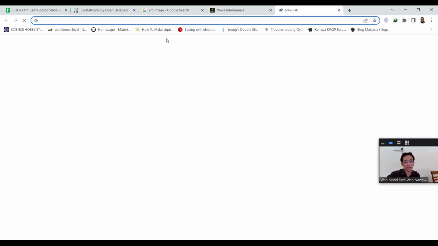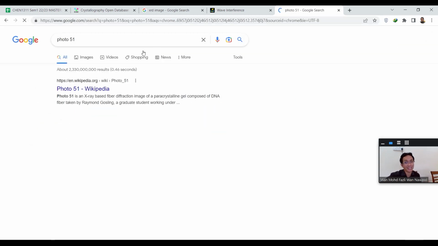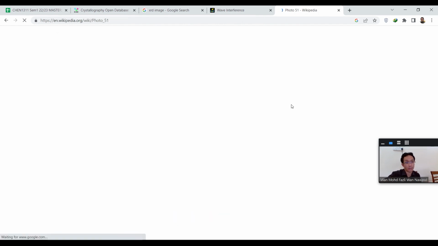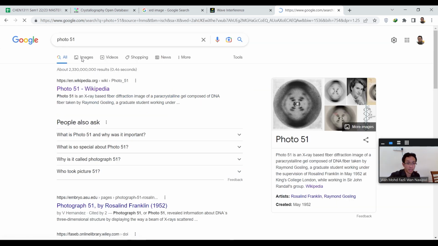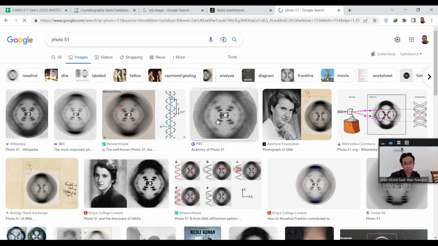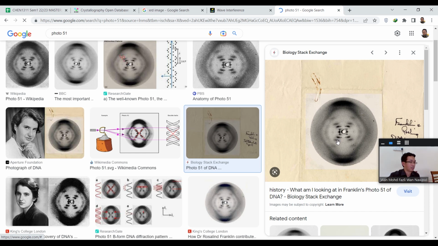That's why when you see Photo 51, this is the photo that you saw just now here in front of you. This Photo 51 is basically the XRD of the DNA. You can see it looks like an X. Using this image, scientists can deduce that when you have this X pattern, the sample has a double helix structure.